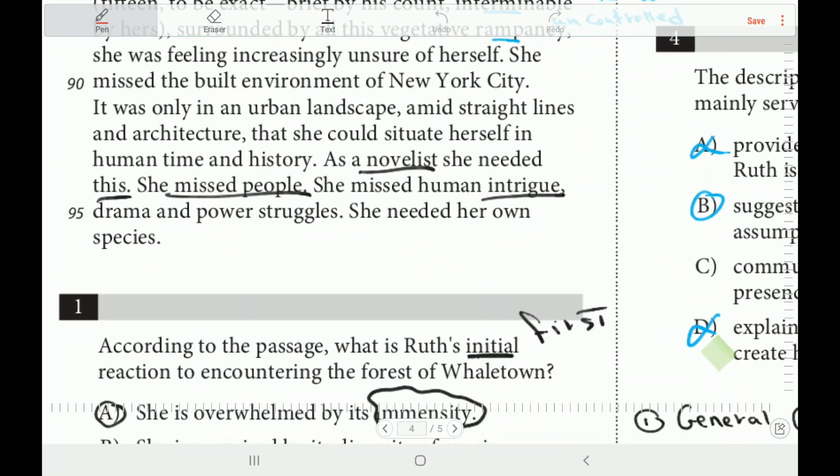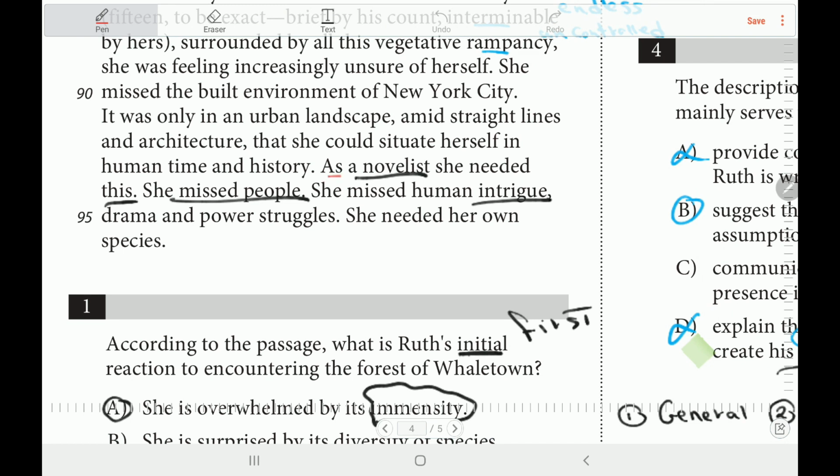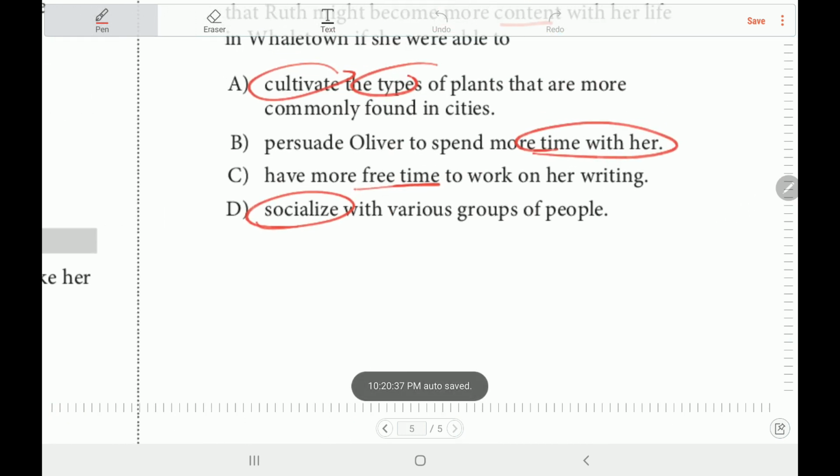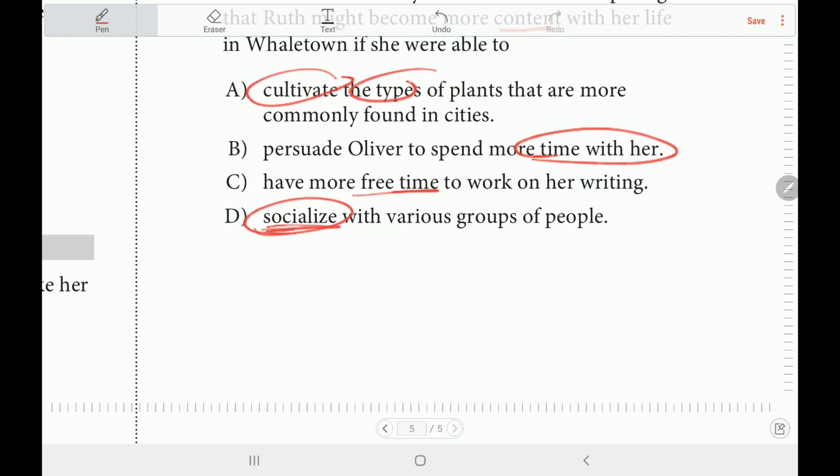So it's at the end. Remember here when she said as a novelist she needed this, she missed people. Yeah, so what does she want? Socialize with various groups of people. So the answer is there.